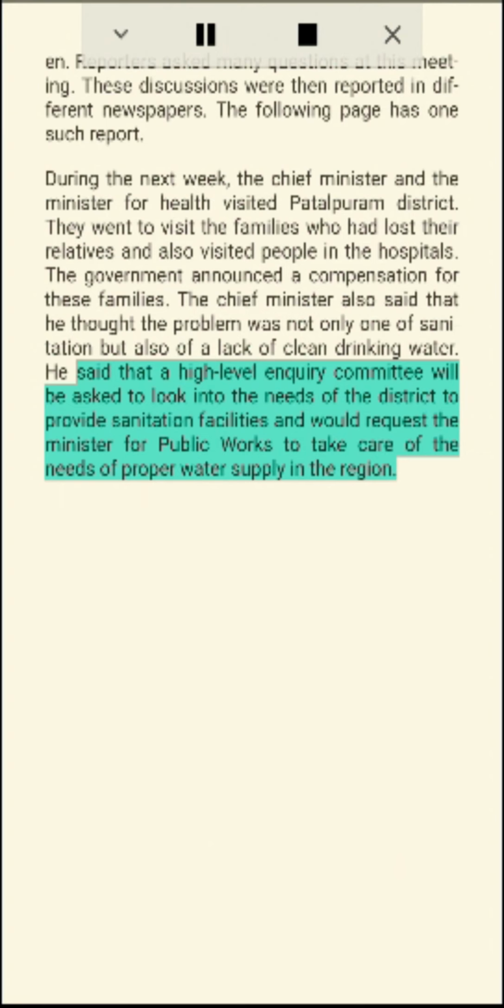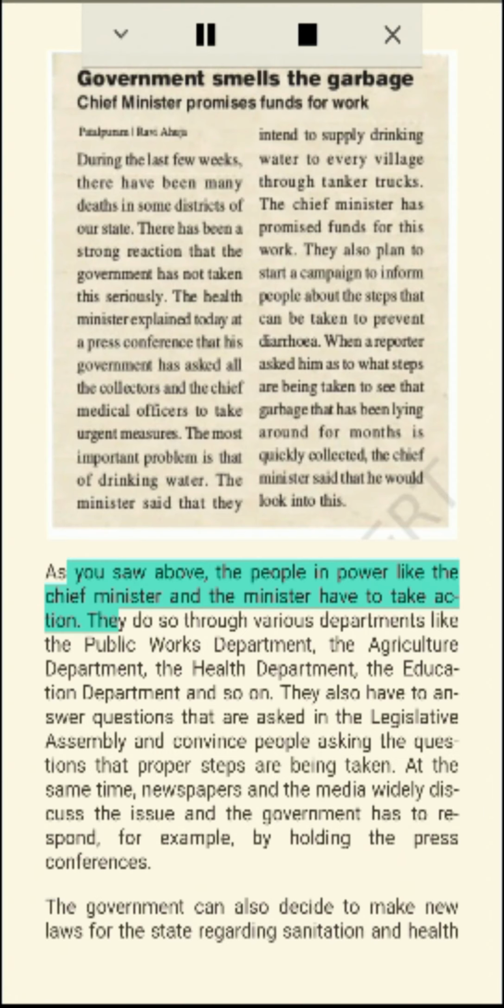He said that a high-level inquiry committee will be asked to look into the needs of the district to provide sanitation facilities and would request the Minister for Public Works to take care of the needs of proper water supply in the region. As you saw above, the people in power like the chief minister and the minister have to take action. They do so through various departments like the Public Works Department, the Agriculture Department, the Health Department, the Education Department, and so on.